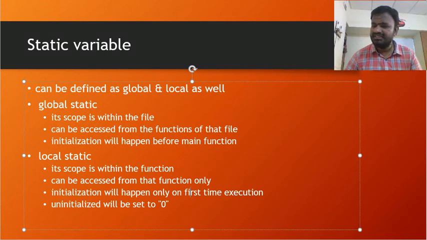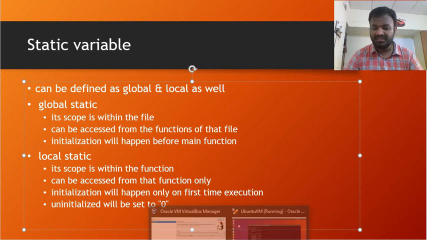And we have seen that for a local variable, whenever we go out of the function, the local variable scope will be cleared. In the case of a static local variable, it will be accessed within that function, but its lifetime is till the end of the program basically. Here we will see about that.